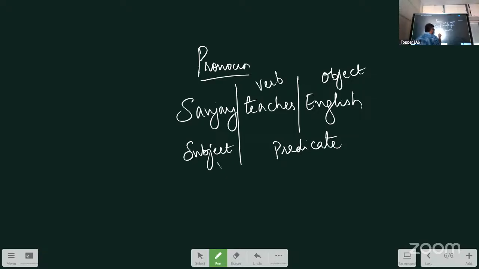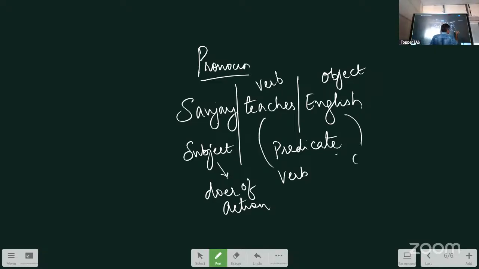A subject is a doer of an action. Clear? ಯಾರು ಕ್ರಿಯೆ ಮಾಡ್ತಾರೋ he is called subject. Next, this is called verb. What is a verb? Action itself. So Sanjay, doer of an action. What action? Teach. Who is the receiver? The object.